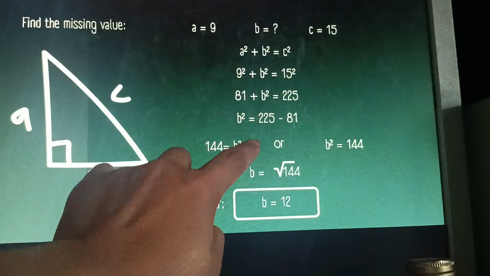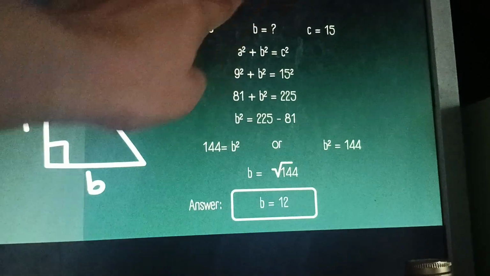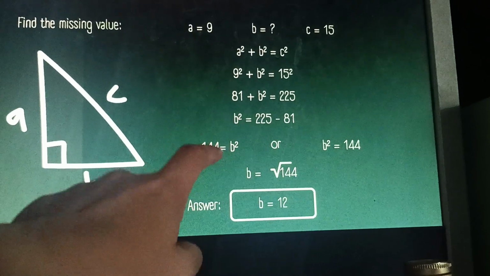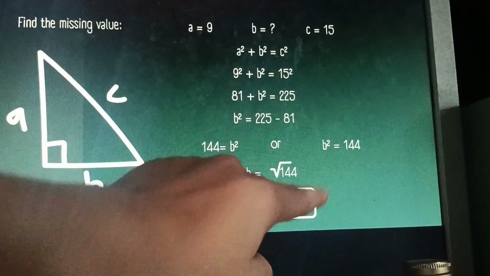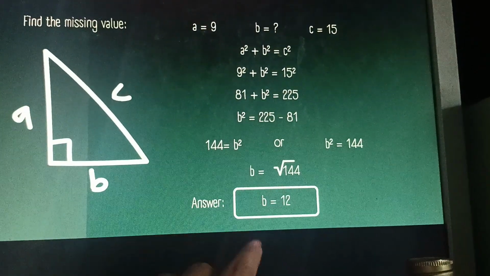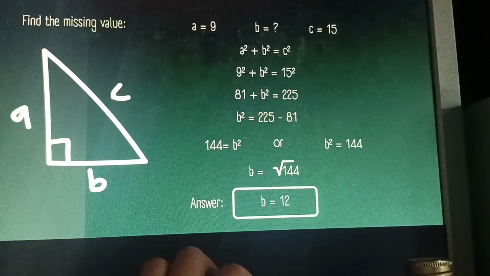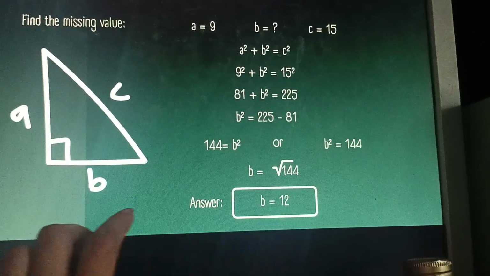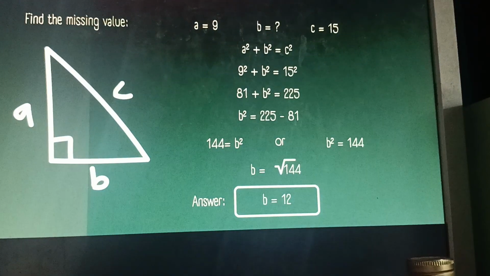This is not our final answer yet, since this is b squared and we are going to find b. So let's get the square root of 144. The square root of 144 is equal to 12. So the value of b is 12 when a is 9 and c, the hypotenuse, is 15.